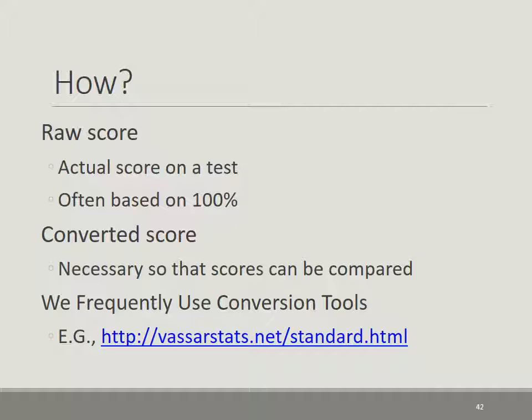So, for example, that 42, if I wanted to put that on a scale of 100, I would have to convert all the scores so that the change was applied to each student's grade to now be on this new scale.